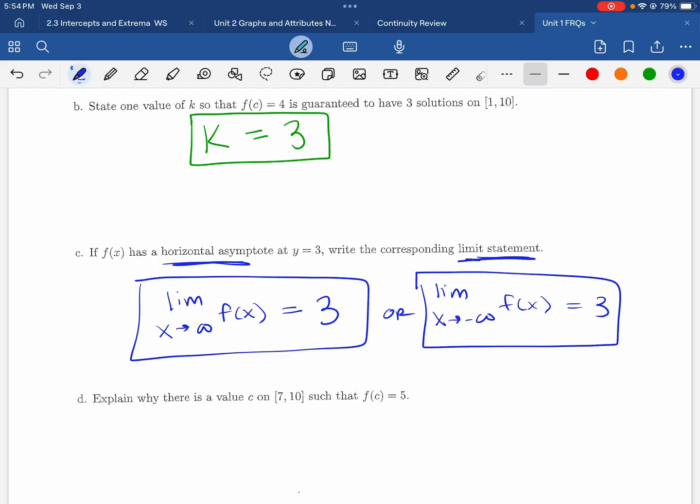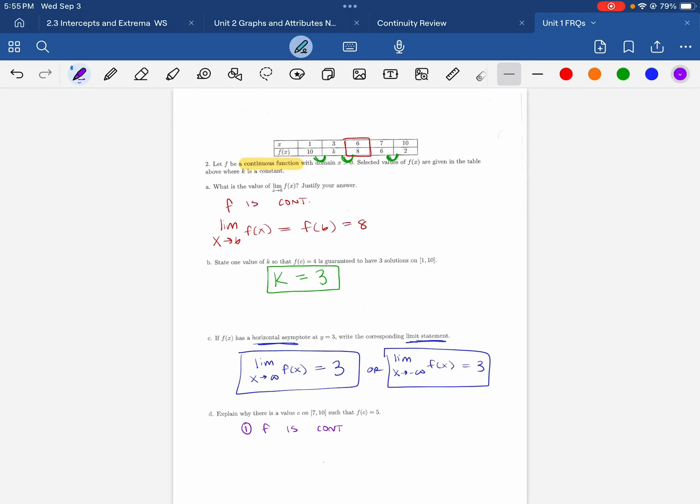And then explain why there's a value c on 7 to 10 such that f of c equals 5. So first thing is that I know f is continuous. From 7 to 10, my y values go from 6 to 2. So 2 is less than 5, which is less than 6. So by IVT, f of c equals 5.